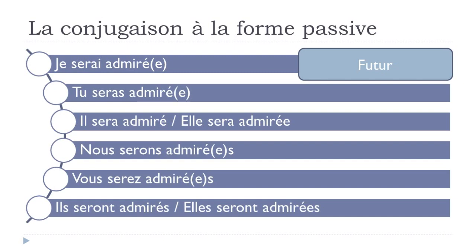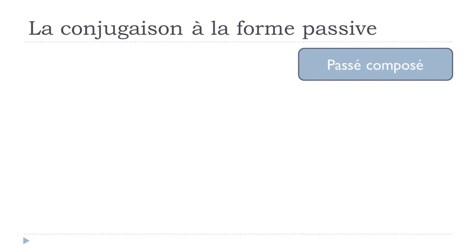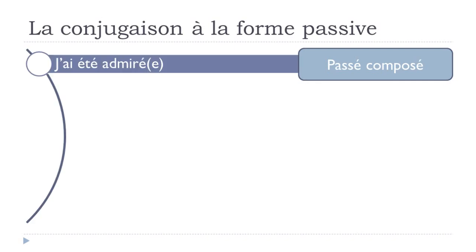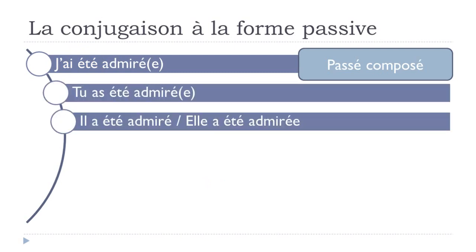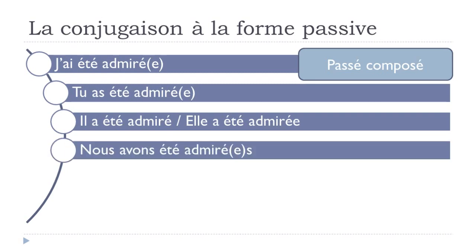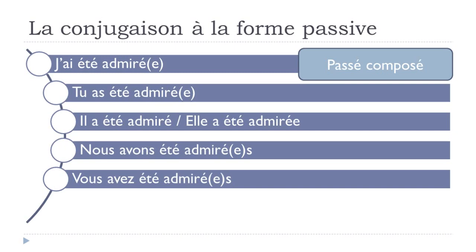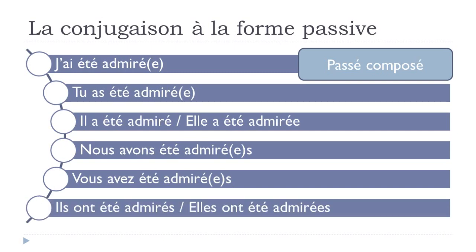So if we want to make this structure at the passé composé form, so j'ai été admiré. So you can see that here you've got j'ai été. All right? So it's the verb être, to be, okay, but at the passé composé form. All right? Tu as été admiré. Il a été admiré. Elle a été admirée. Nous avons été admirés. Vous avez été admirés, ils ont été admirés, elles ont été admirées. All right?